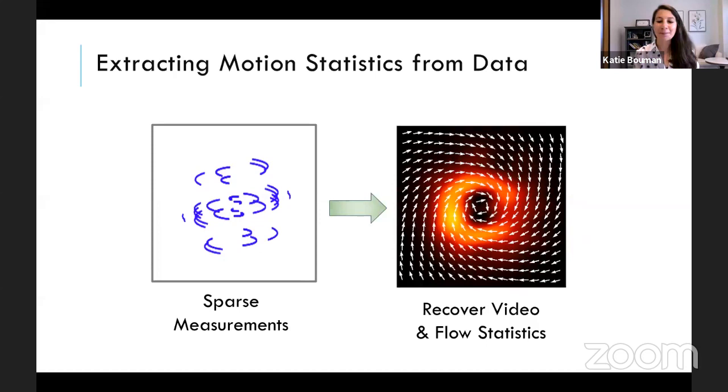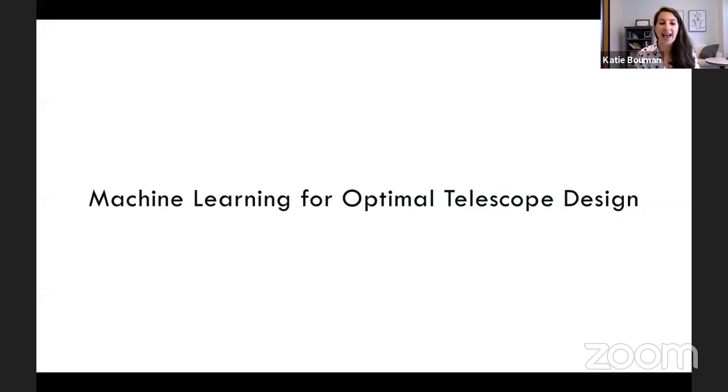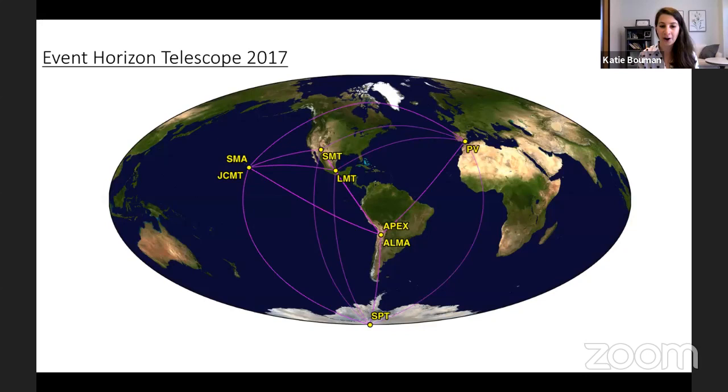But as important as it is to continue pushing on the algorithmic approaches to squeeze more out of the data we've already collected, it's also important to realize that to extract more science, we also have to think about improving not just our algorithms that analyze the data, but also our instruments that collect the data to begin with. And so that leads to the last part of my talk today on using machine learning for optimal telescope design.